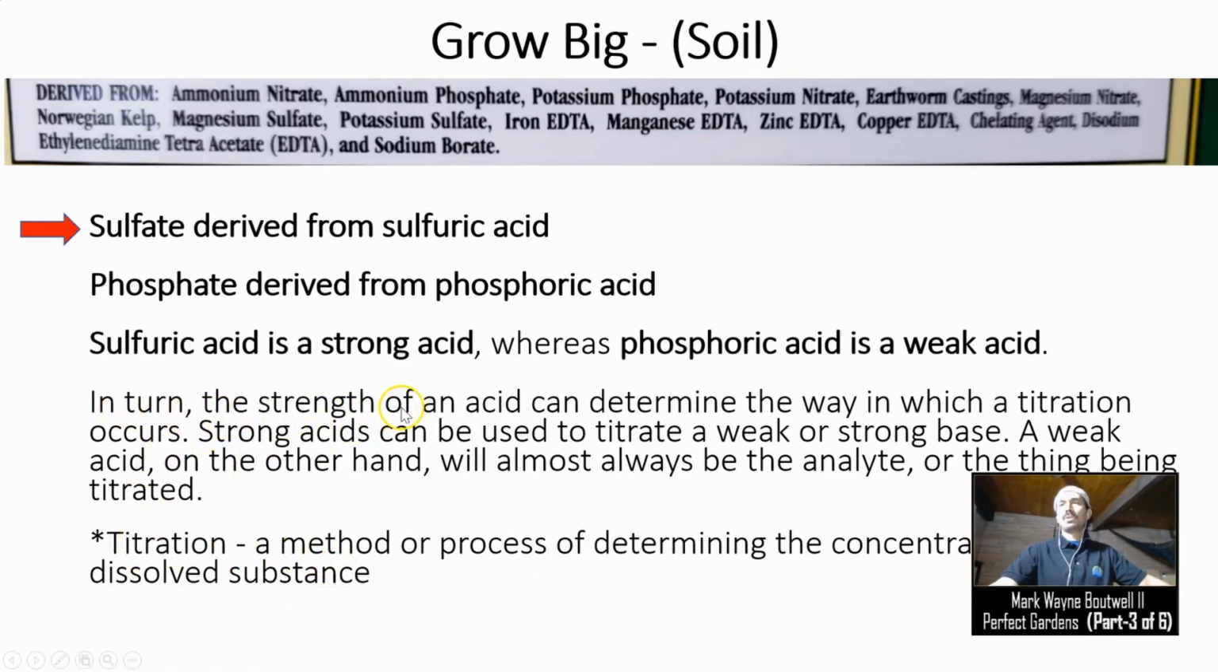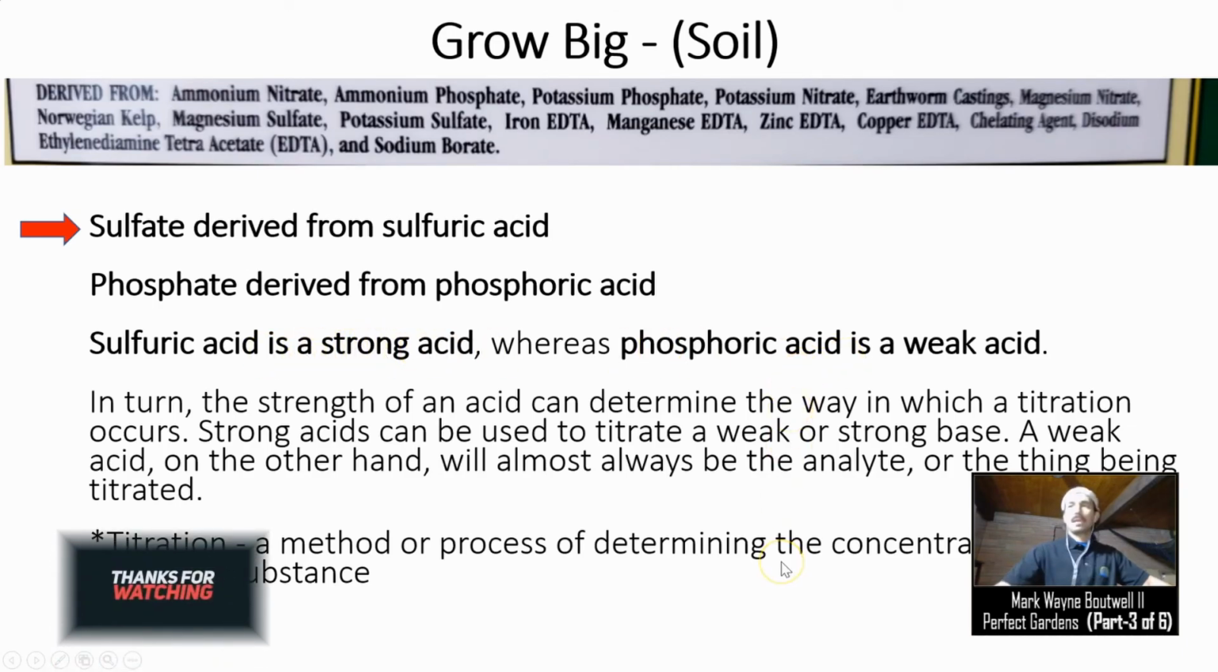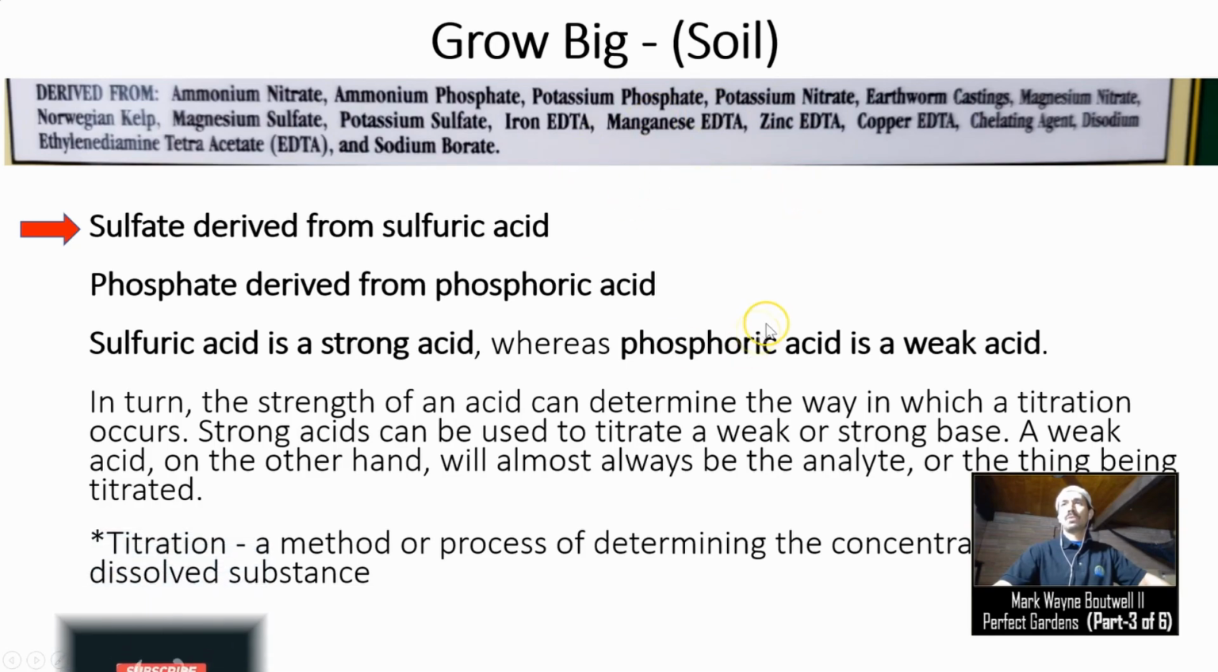In turn, the strength of an acid can determine the way in which a titration occurs. So titration is a method or a process of determining the concentration of a dissolved substance. Okay, so that's basically just letting you know, hey, a stronger acid is going to dissolve something better than a weak acid. Basic 101. But right here, you're kind of realizing they're using some really weak acid to derive these chemicals into this nutrient.